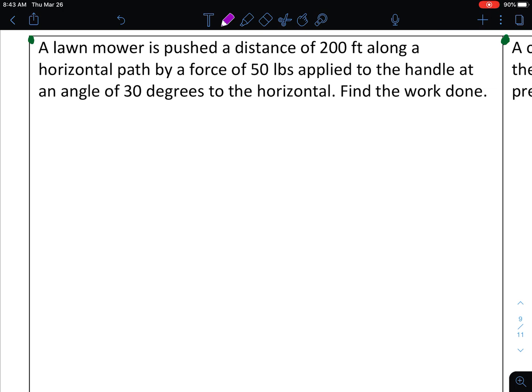A lawnmower is pushed a distance of 200 feet along a horizontal path by a force of 50 pounds applied to the handle at an angle of 30 degrees to the horizontal. Find the work done. All right, well, remember, work, and we had a problem with this at the very beginning of this video, is equal to force times distance times cosine of the angle between force and direction.